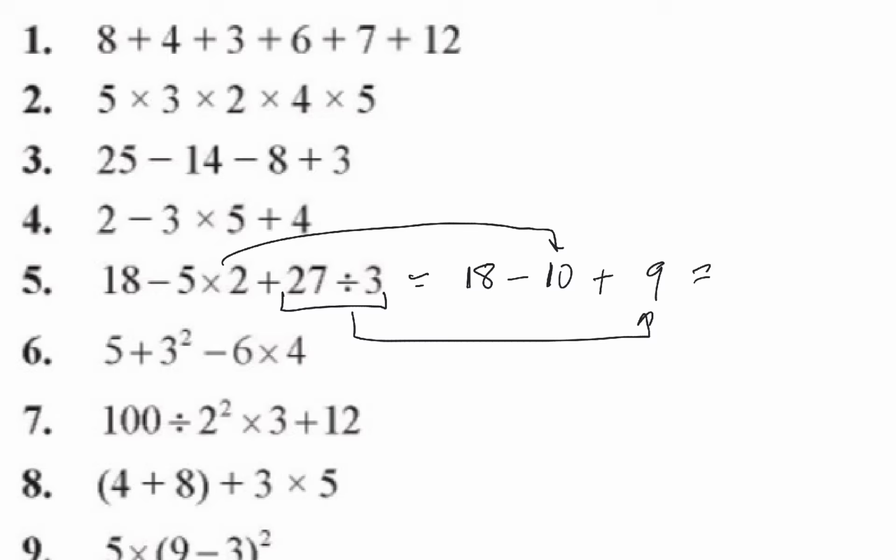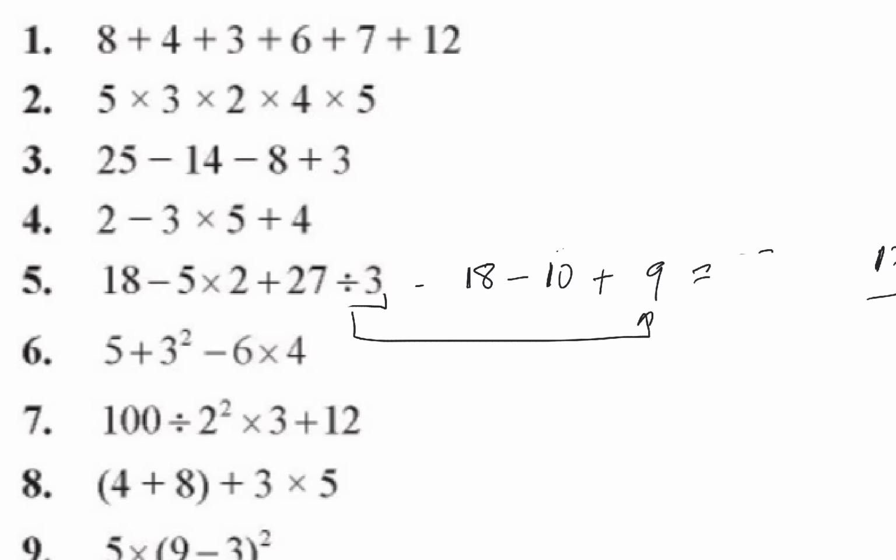And now I will collect the positive numbers, 18 and 9, 26. 18 and 9 is 20. 20 what? It's not 26. 18 plus 9 is 27, minus 10 is 17. So this is the result. Let's go to the next one.